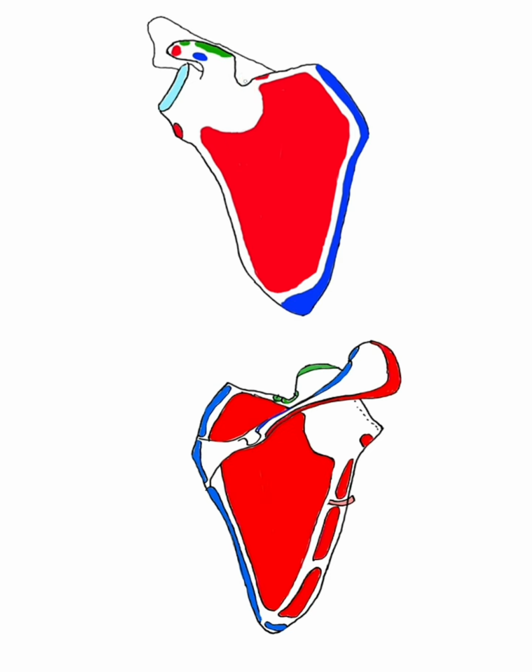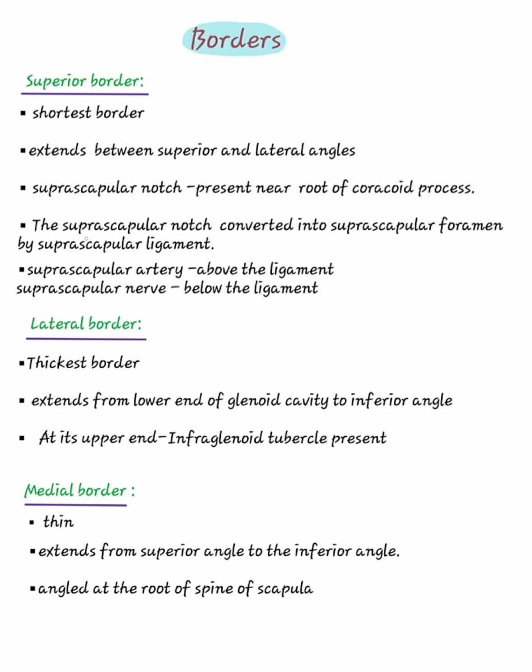Suprascapular notch is converted into suprascapular foramen by the transverse scapular ligament, also called the suprascapular ligament. Suprascapular artery passes above the ligament. Suprascapular nerve passes below the ligament. Remember, air above, navy below: suprascapular artery above the ligament, suprascapular nerve below the ligament.